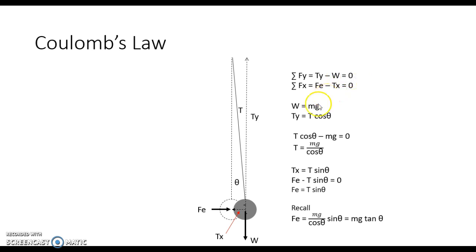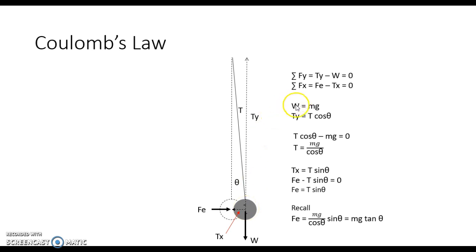In the X direction, again, we have the X component of the tension going towards the left here, or in a negative direction, and we have F of E going in the positive direction. So because of that, we may write that Fe minus Tx is equal to 0, and again, the ball is just going to be suspended there. It's not going to go very far from there.